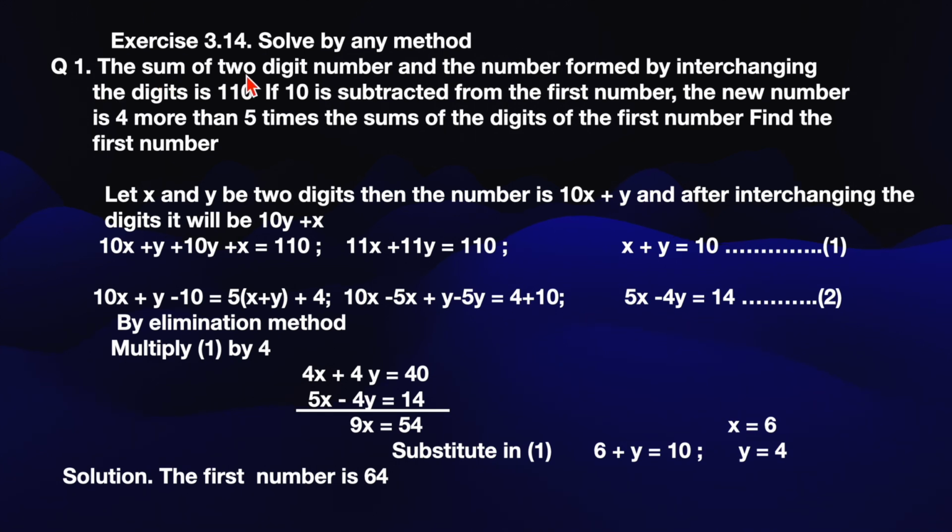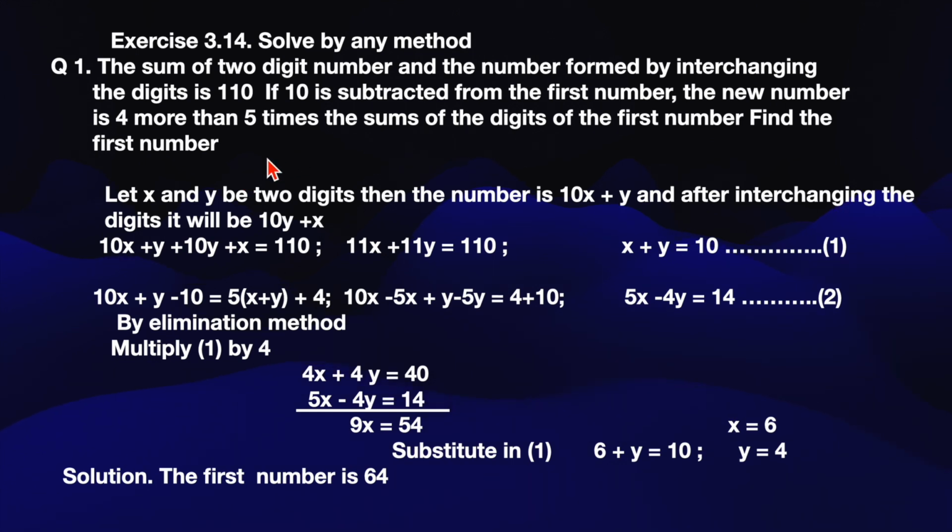The sum of a two-digit number and the number formed by interchanging the digits is 110. If 10 is subtracted from the first number, the new number is 4 more than 5 times the sum of the digits of the first number. Find the first number. Okay.